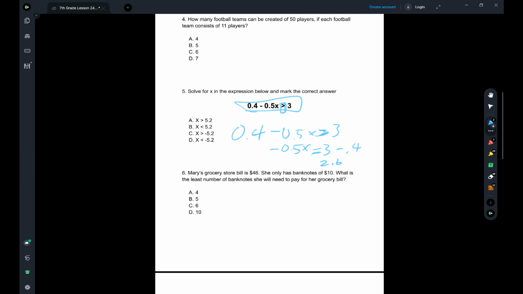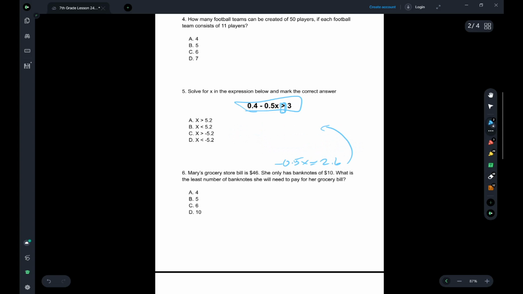So you would get x, so this would be negative 0.5x is equal to 2.6. Okay, so then you go up here, and you get x equals 2.6 divided by negative 0.5.